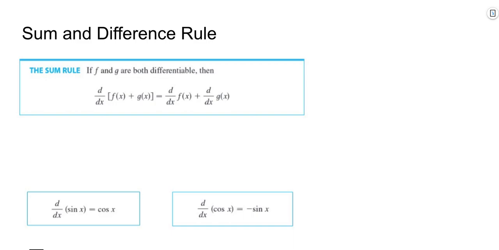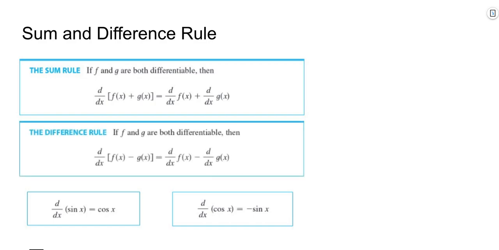Okay. And then these were supposed to be first, but that's okay. We had a sum rule: for adding 2 functions, we can just take the derivative of each of them and add the results. And the difference rule: when subtracting, take the derivative of both and subtract them. Not bad. Today we're going to build on that.